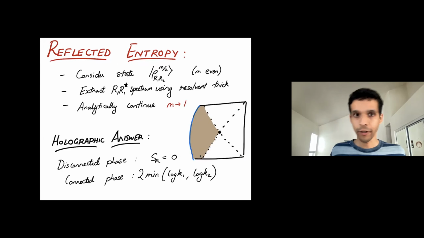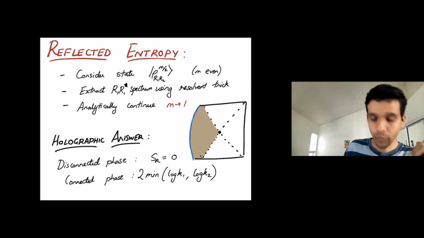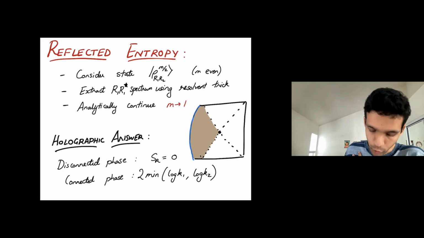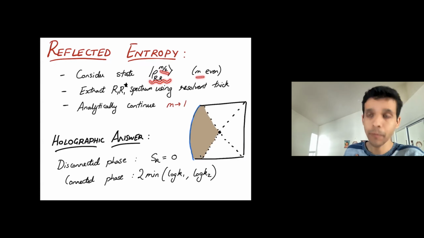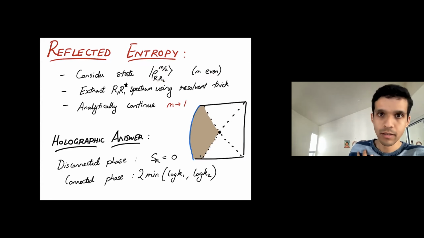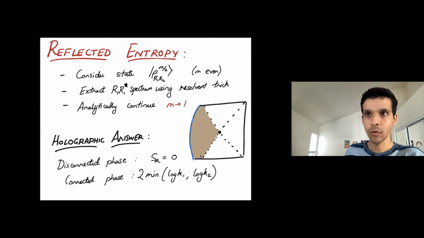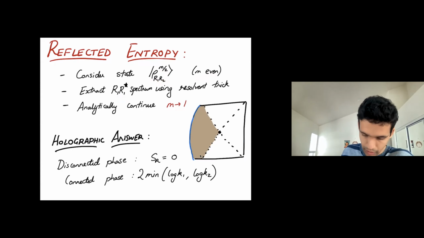So now we can move on to the reflected entropy. We're going to do something very similar to what we did before. We want to consider the square root state, but we don't know how to take the square root. So we'll consider rho to the m over 2 when m is even. This can be done by the same thing that we did before, just taking multiple copies of the density matrix. Once we do that, we'll try to extract the R1 R2 spectrum using the resolvent trick, and then analytically continue m to 1. This will end up giving us the reflected entropy. So that's the way we'll go about this.